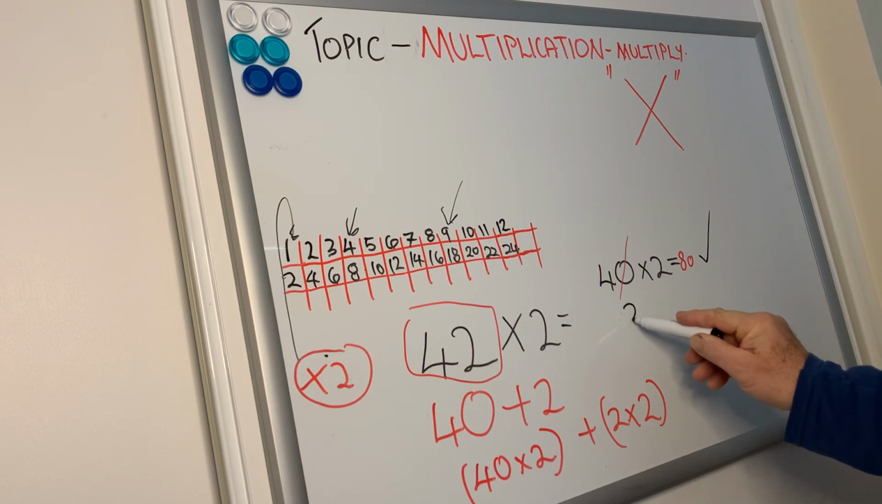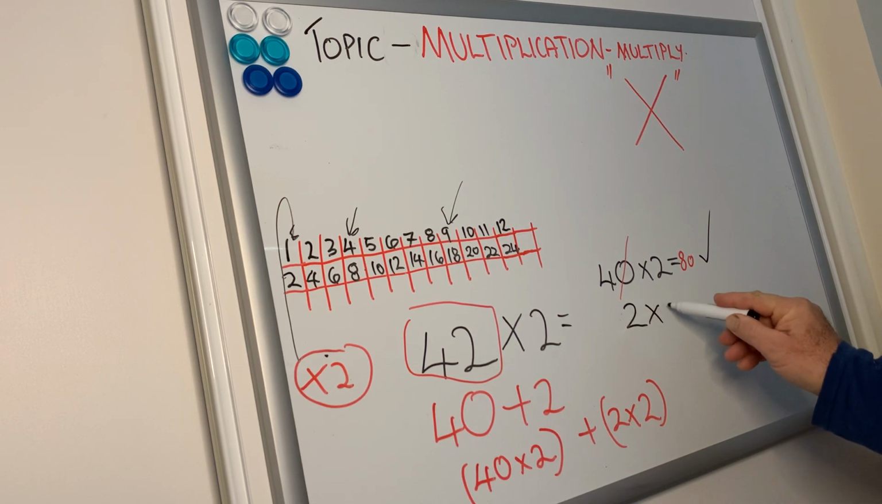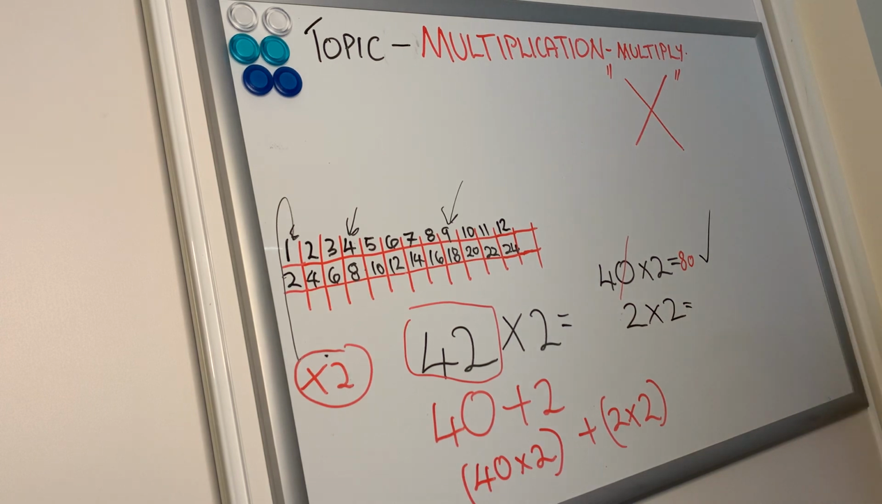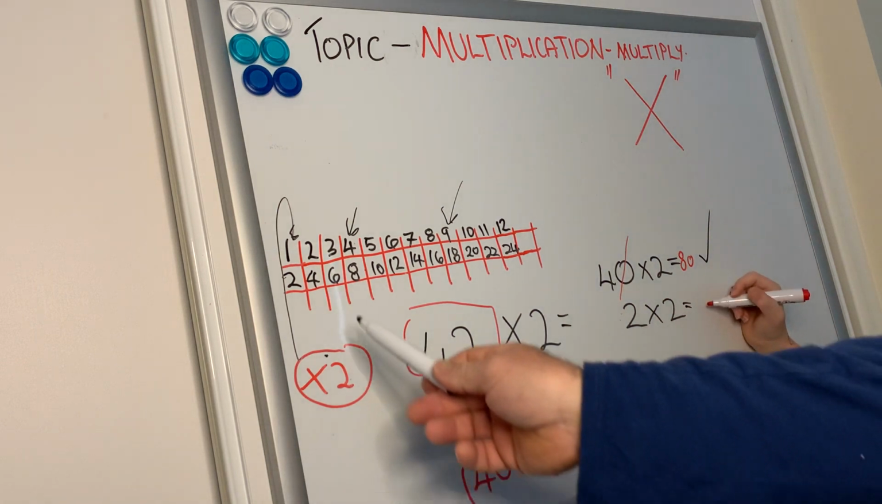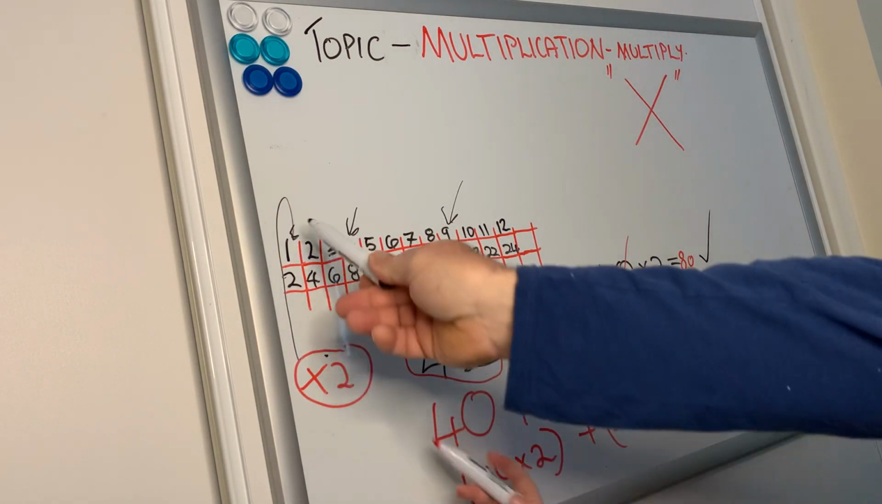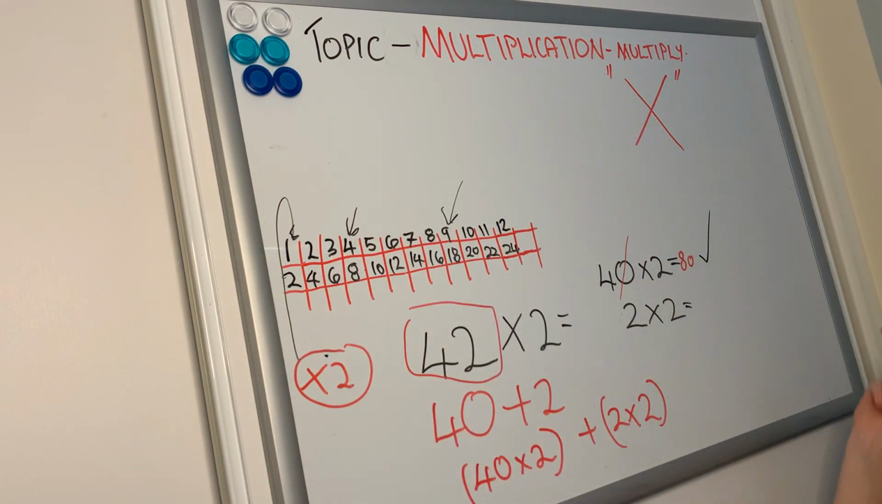So the next part we're going to do is 2 times 2. And what's 2 times 2, Logan? 2 times 2 is 4. There it is there. 2 and 2 are 4. And then 4. And what do we do there, Logan? Now you can add them up.